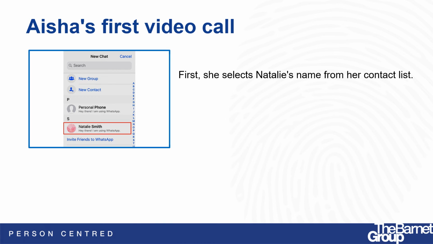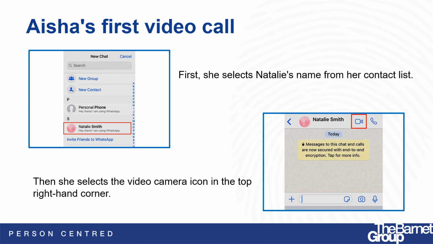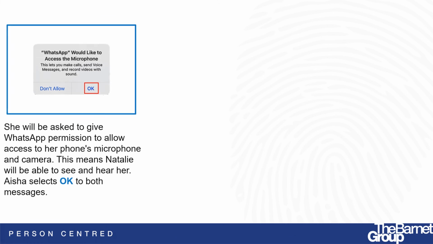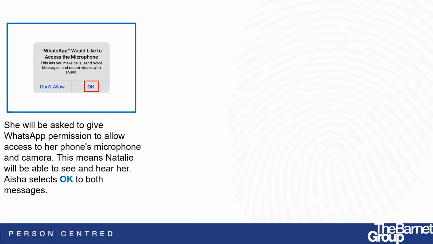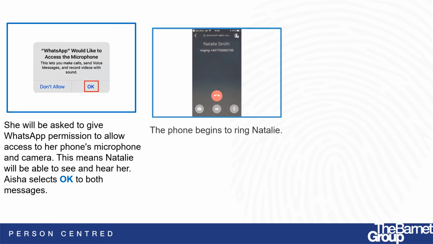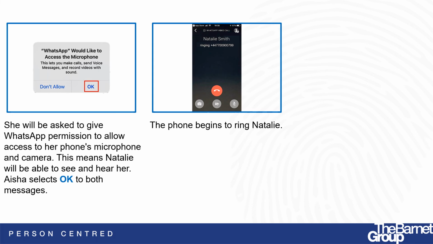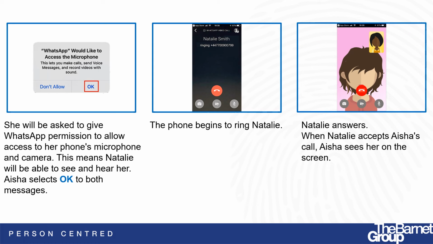Aisha's first video call. First, she selects Natalie's name from her contact list. Then she selects the video camera icon in the top right-hand corner. She will be asked to give WhatsApp permission to allow access to her phone's microphone and camera. This means Natalie will be able to see and hear her. Aisha selects OK to both messages. The phone begins to ring Natalie. Natalie answers. When Natalie accepts Aisha's call, Aisha sees her on the screen.